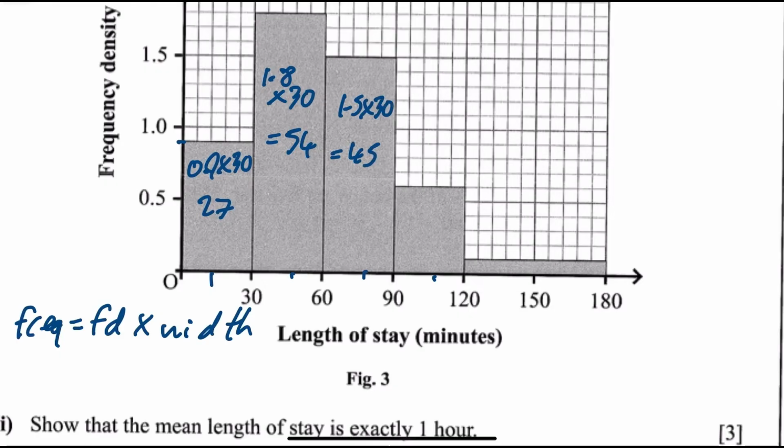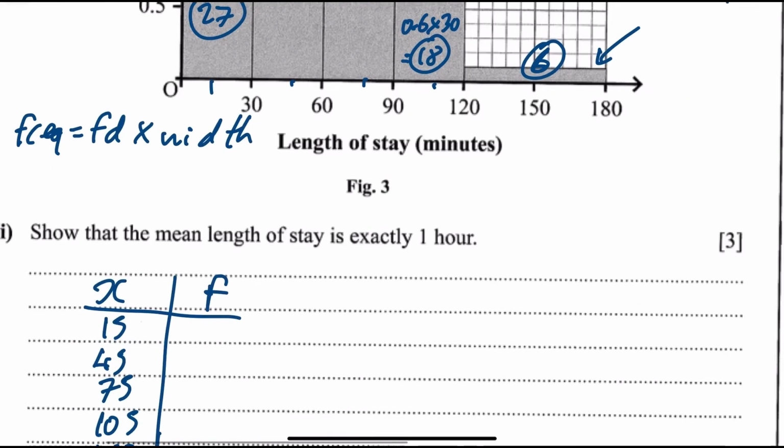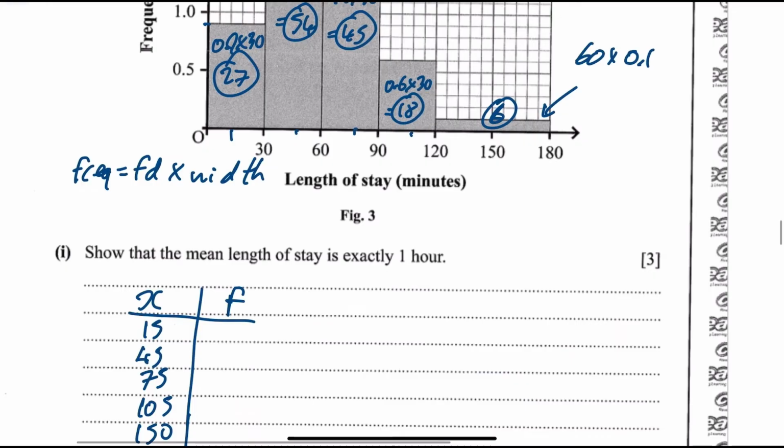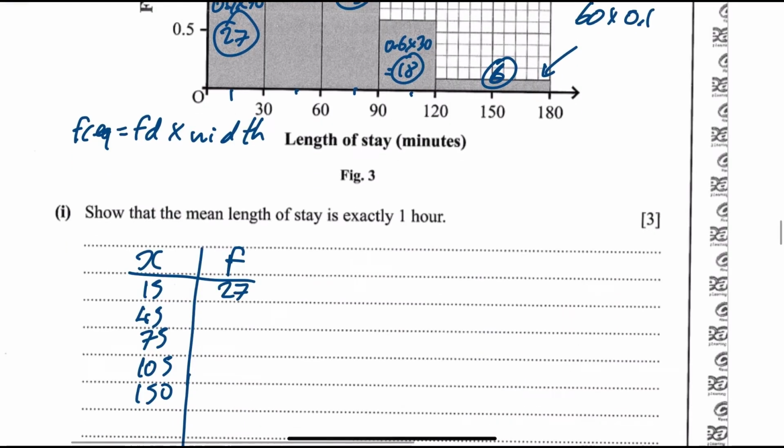This one is 0.6 times 30, and that works out to be 18. And this one is 60 times 0.1, which works out to be 6. So there you've got your frequencies, and we can just put them into our table now. So what were they? 27, 54, 45, 18, and 6. Okay, put those into your table on the stats mode in the calculator, and really that's the way they want you to do it.